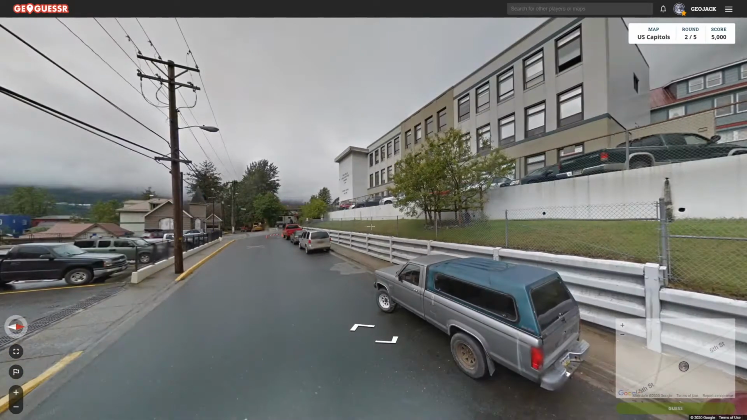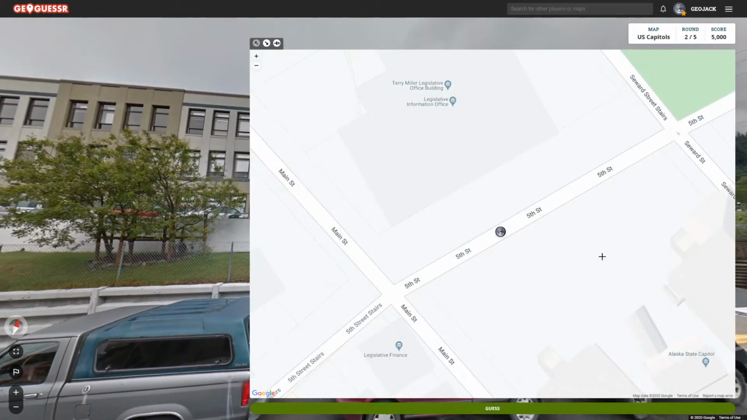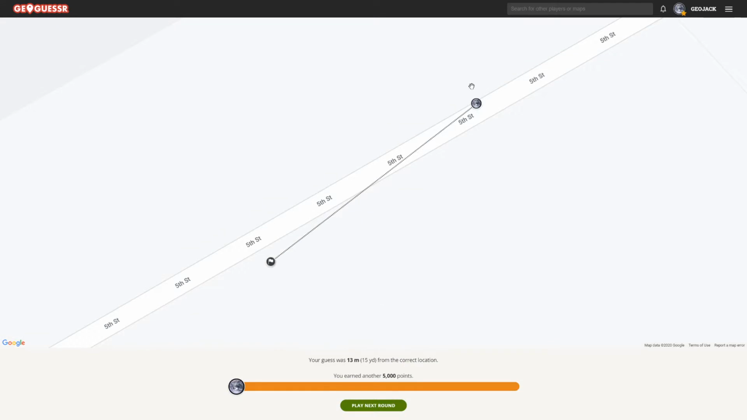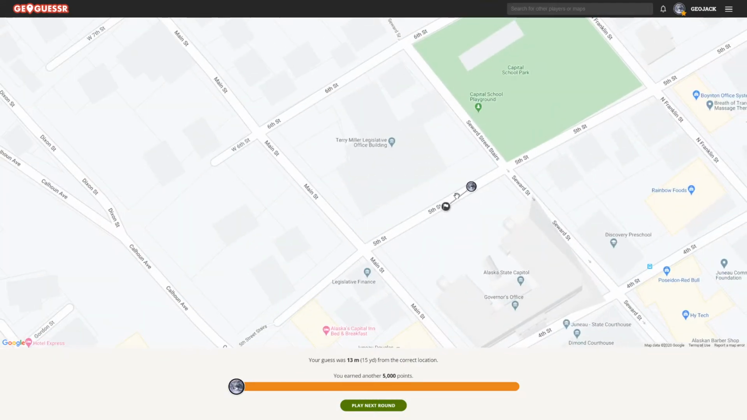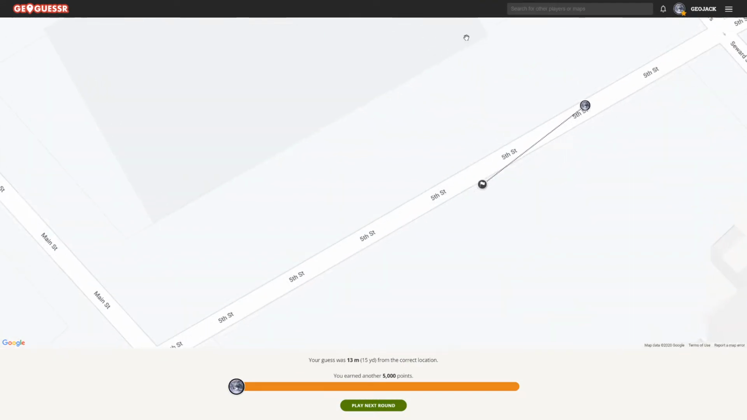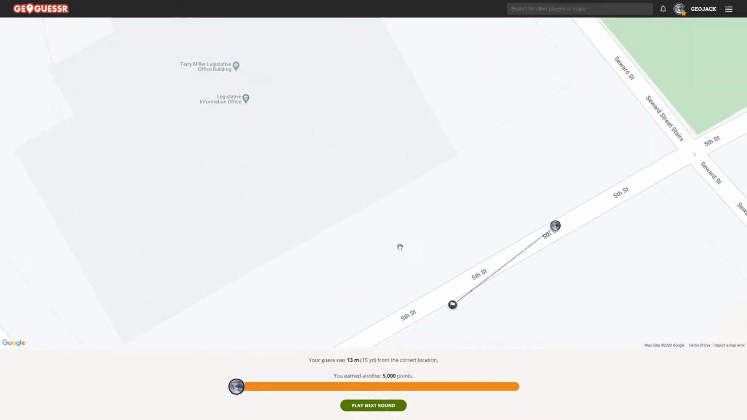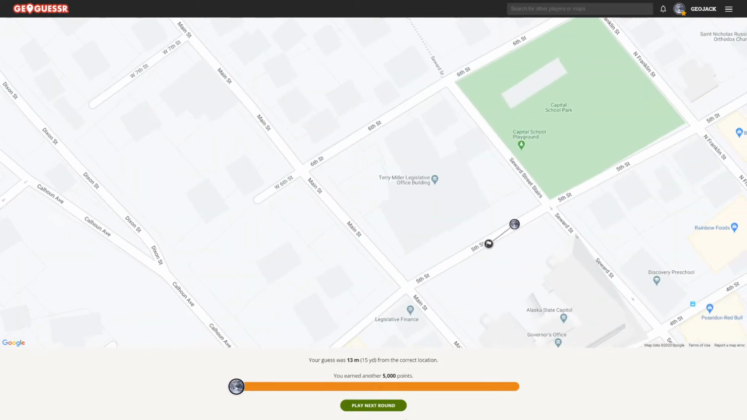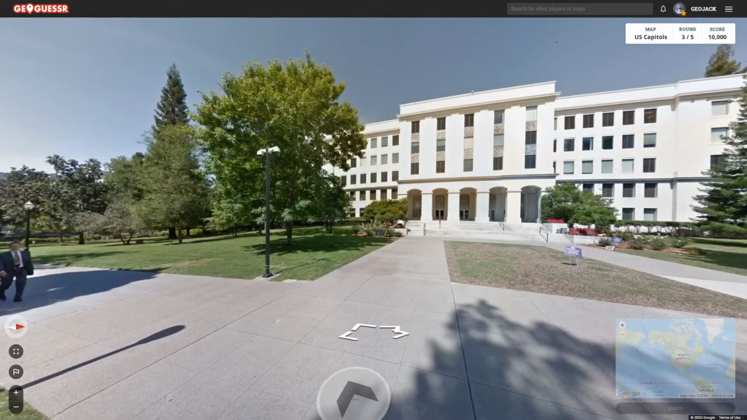So whereabouts were we on the map? Okay, we've not actually started the building yet, so we're about here. Let's go. Oof, that's pushing it a little bit, but yeah, the marker doesn't quite seem right there in relation to the building. But nonetheless, that's another 5,000 points, so we're doing well.